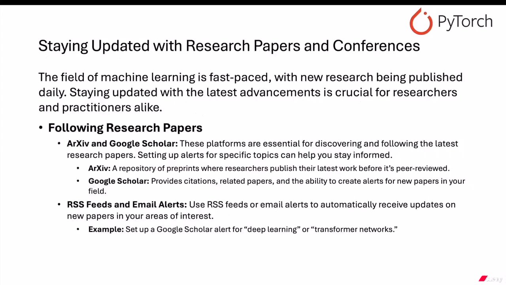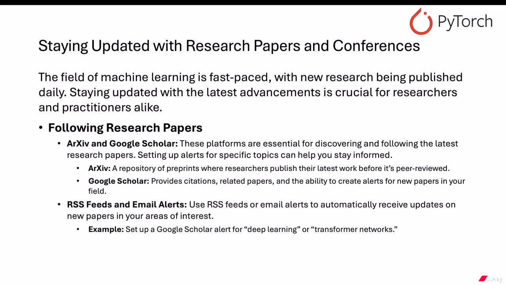Staying updated with research papers and conferences. The field of machine learning is fast paced, with new research being published daily. Staying updated with the latest advancements is crucial for researchers and practitioners alike. Following research papers: arXiv and Google Scholar. These platforms are essential for discovering and following the latest research papers. Setting up alerts for specific topics can help you stay informed.